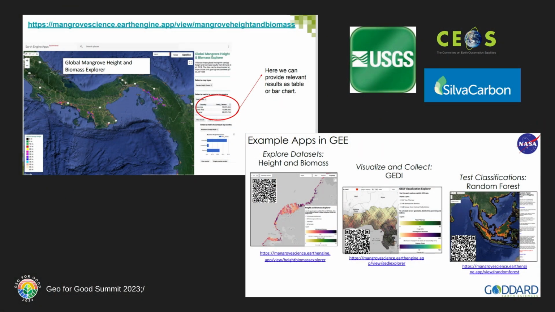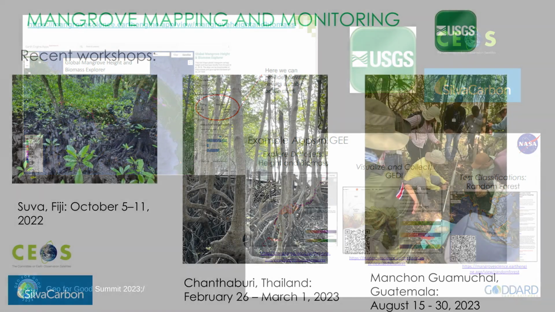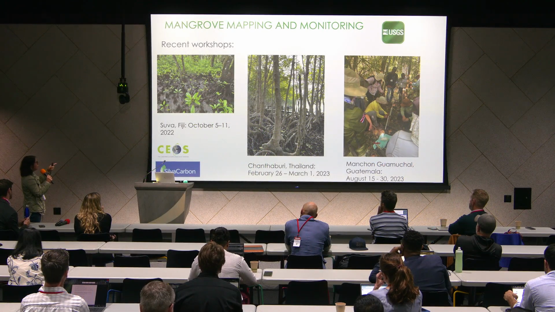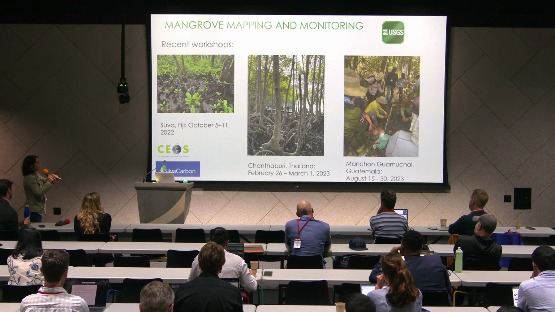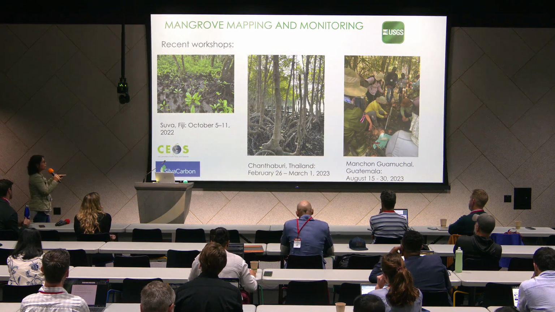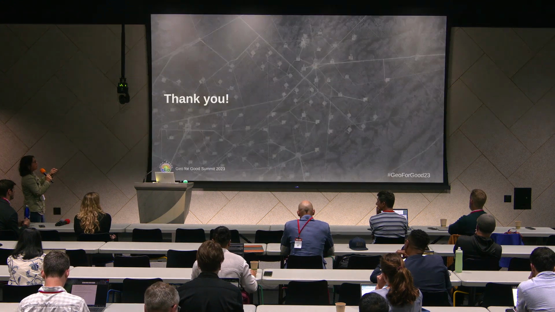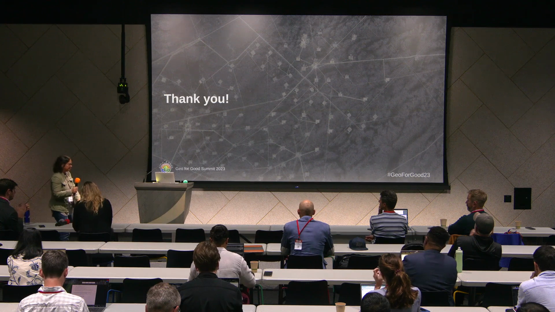So here are some of the tools and applications for mangroves in Google Earth Engine. These are done by NASA Goddard and by UCLA. And since 2022 we have started working with the countries, having regional workshops to be able to collect this data and then integrate it with remote sensing data and come back with carbon emissions at the jurisdictional level. So we had one in Fiji in 2022, one in Thailand in February 2023, and then one a couple of weeks ago in Guatemala. And that's all. Thank you.